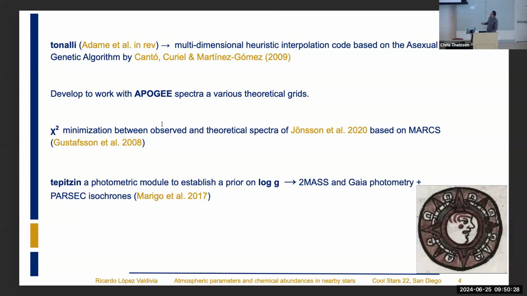The new approach that we are taking is using 2MASS and Gaia photometry together with PARSEC COLIBRI isochrones to construct a prior on surface gravity. In this way, we are obtaining better atmospheric parameters, as you will see. The output of Tonali is atmospheric parameters: temperature, gravity, metallicity, alpha element abundance, and the rotational velocities.